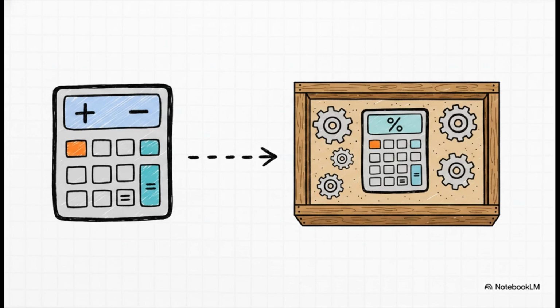Let's break these down a bit more, starting with the feature branch. Honestly, this is where the heavy lifting happens. Imagine you're building a calculator app.